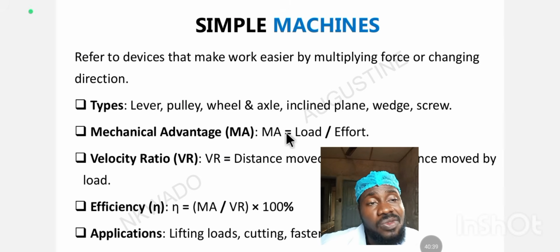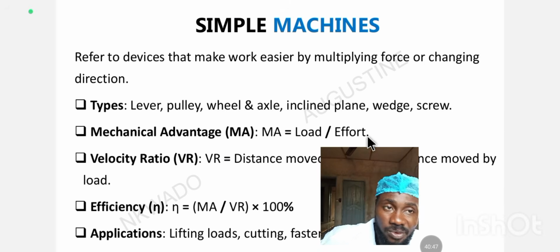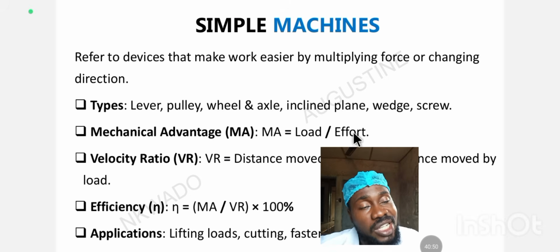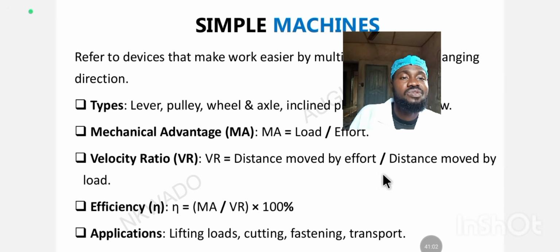So the load overcome per the effort, or the load over the effort used, is known as mechanical advantage. Let's look at velocity ratio. Velocity ratio is the distance moved by effort per the distance moved by load. So, the distance moved by effort over the distance moved by load.